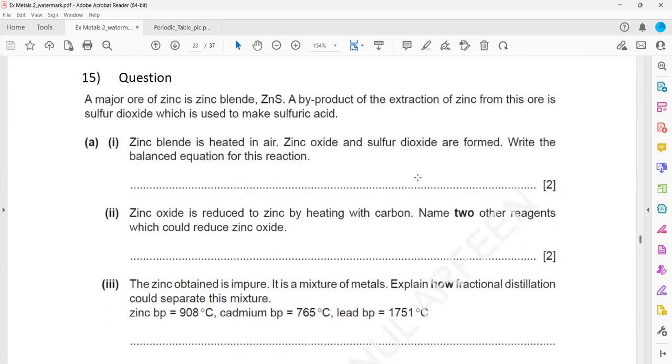Question 15: a major use of zinc blende, a byproduct of extraction of zinc from ore, is sulfur dioxide, which is used to make sulfuric acid. Zinc blende is heated in air. Zinc oxide and sulfur dioxide are formed. Write the equation.